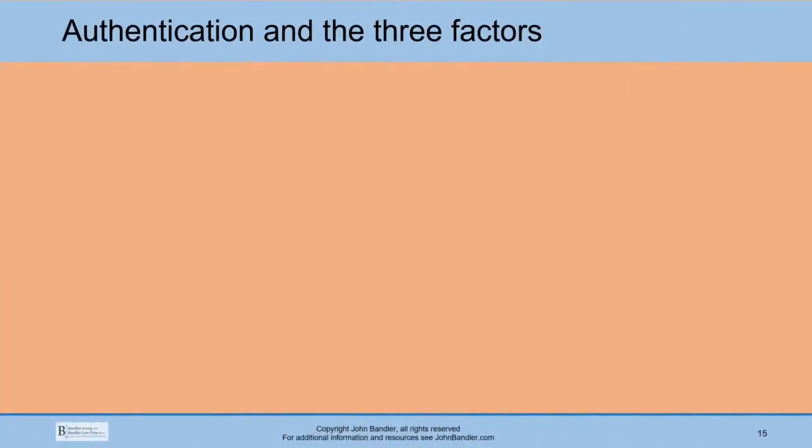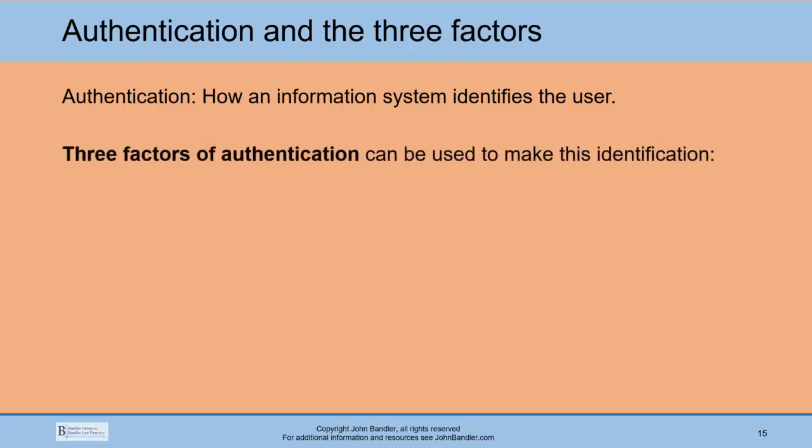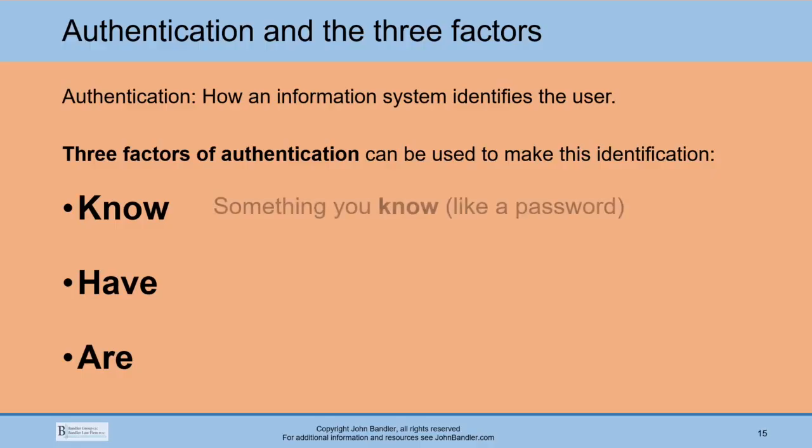Now let's talk about authentication. This is the last triplet for you. Authentication is the process through which an information system identifies the user. There are 3 factors of authentication that can be used to make this identification: something you know, something you have, and something you are. So remember those 3 factors of authentication. Here's a little more about each. Something you know is like a password or a security question.